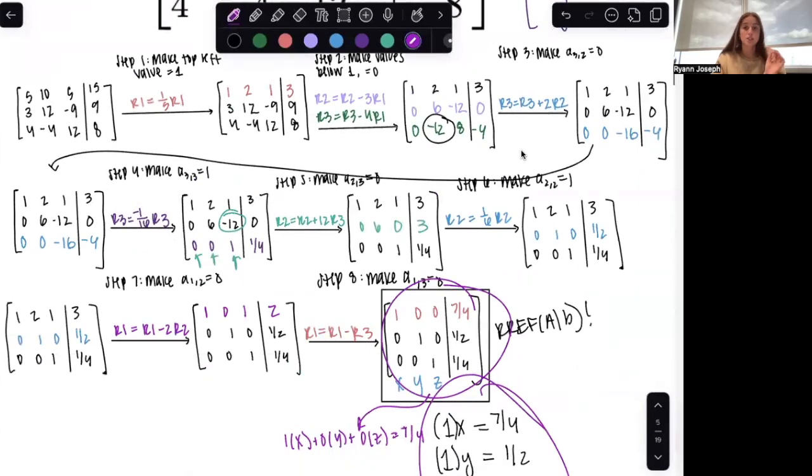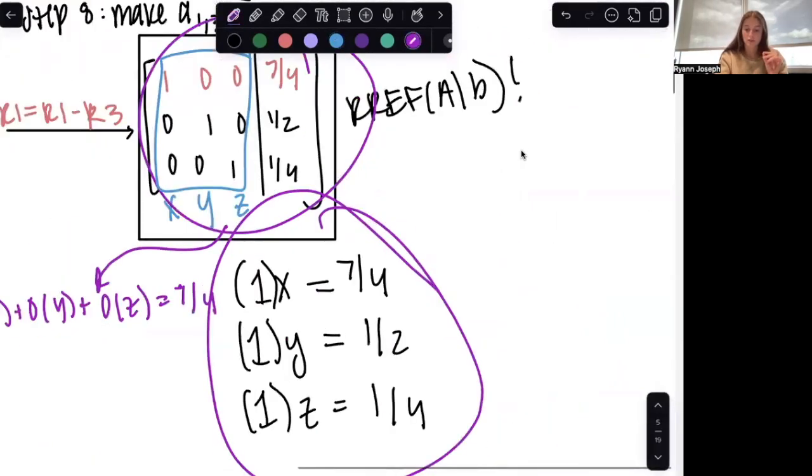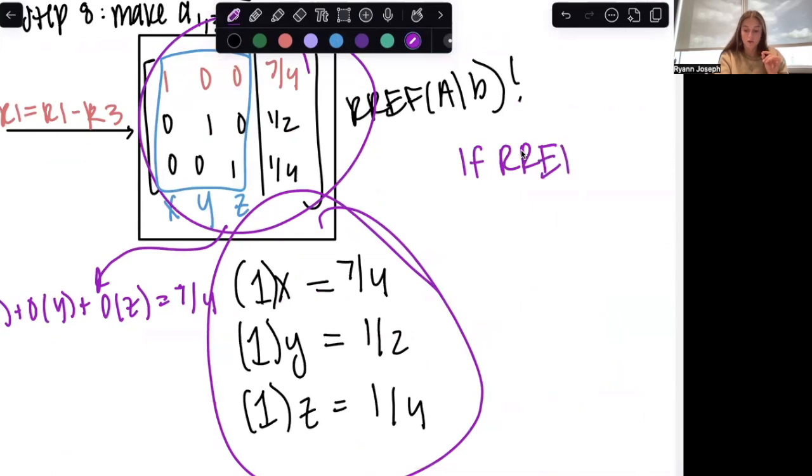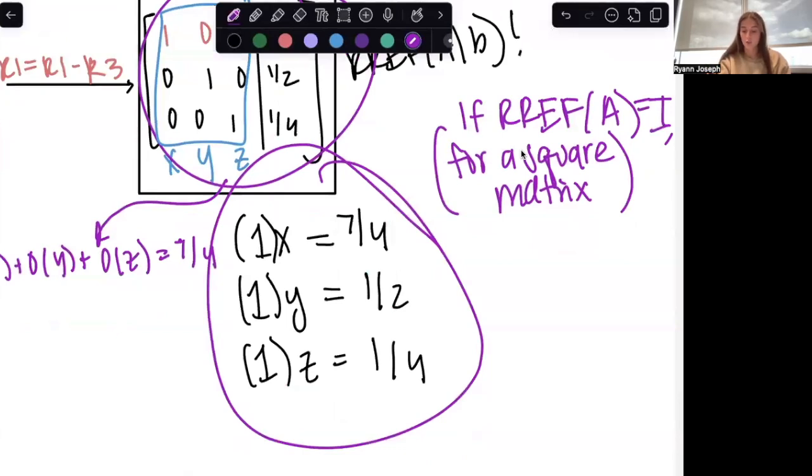We knew this was going to be a unique solution because the reduced row echelon form of A, just A by itself, don't even think about the B, was the identity matrix. So if the reduced row echelon form of any square matrix equals the identity, where we have those ones along the diagonal and zeros everywhere else, we have unique solutions.